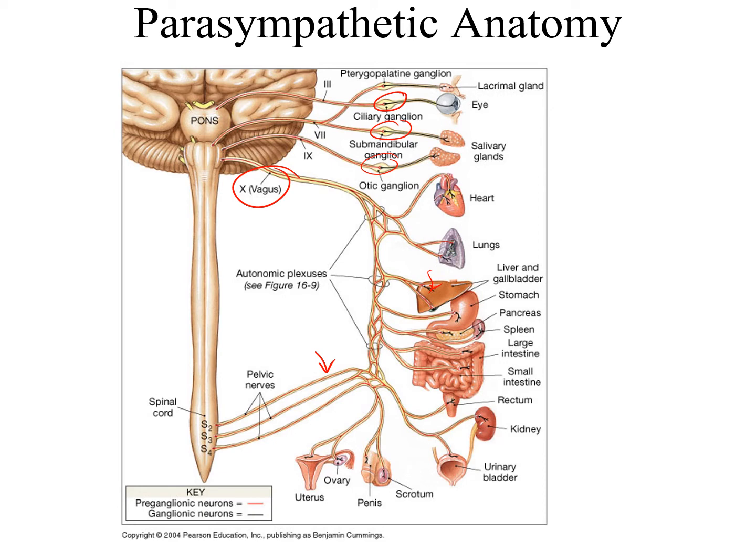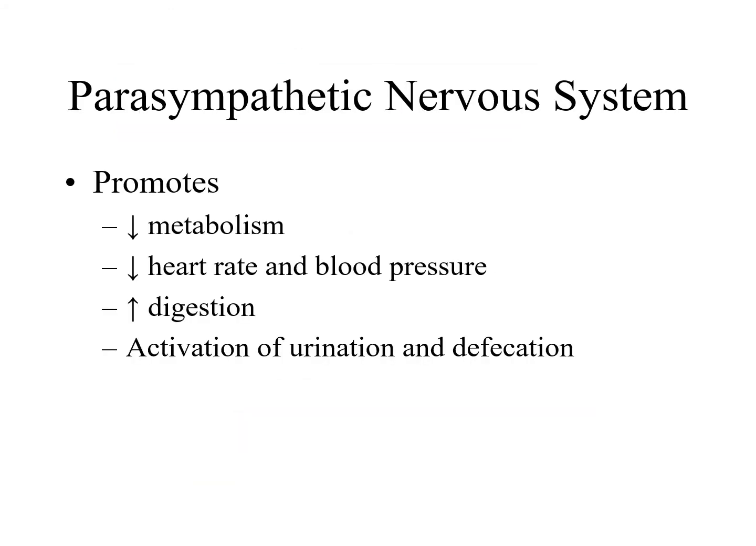In fact, the vagus nerve is probably the biggest contributor to parasympathetic control over the digestive organs and the heart and lungs. So when vagus nerve is in control, you're relaxed. That means that your heart rate decreases, your digestive activities will increase, and you're seeing acetylcholine play the major role here. You'll notice that parasympathetic nervous system activities promote a decreased metabolism, decreased heart rate and blood pressure, increased digestive activities, and increased urination and defecation. Those processes can take place.